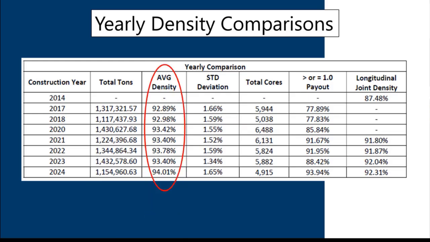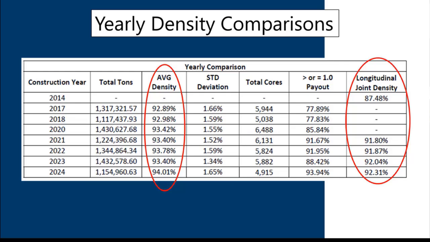So the average density is for mainline only, like I said, and it's been pretty steadily increasing or maintaining every year since about 2017. And we even broke 94% for the 2024 paving season, which was pretty awesome. And we don't have quite as much data for longitudinal joint densities, but we've also seen a pretty steady increase there each year. And 2014 is in there just kind of as a reference. We did some research on that year to know kind of where we started from.